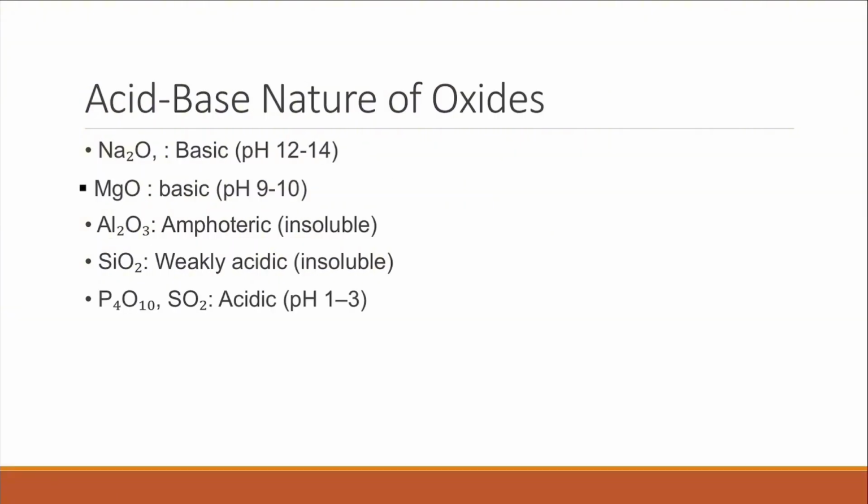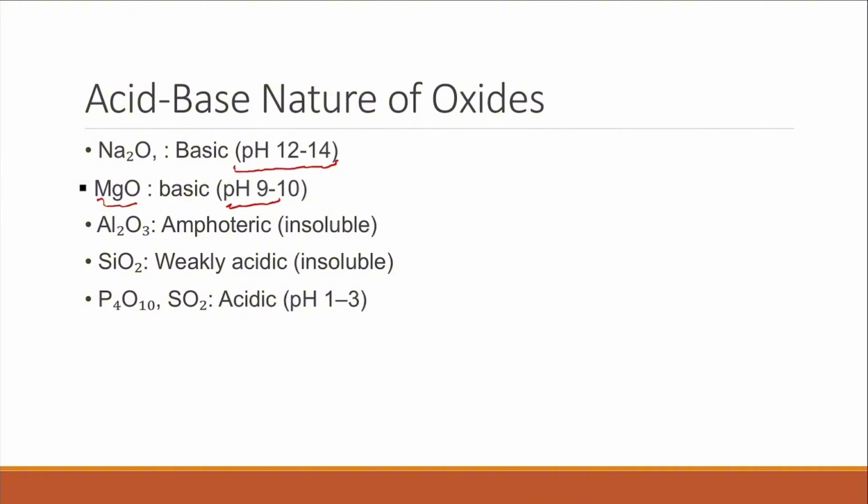Acid-base nature of the oxides. So we know that the metal oxides are basic and the non-metal oxides are acidic. So sodium oxide is basic. When it dissolves in water, it will give a pH in the range between 12 and 14. Magnesium oxide is less basic when it dissolves. Magnesium hydroxide is not very soluble in water, as we know. So magnesium oxide, although it's basic, has a lower pH, between 9 and 10.